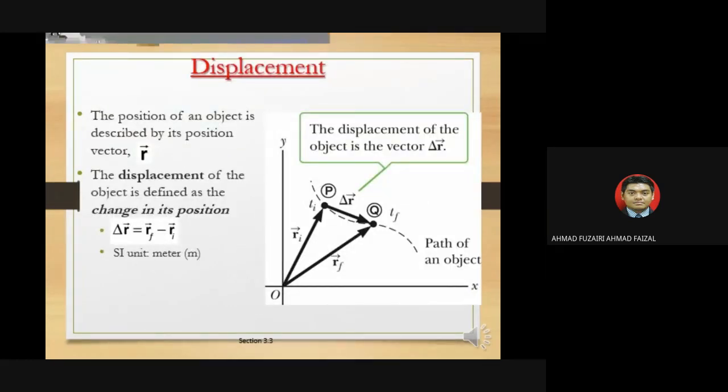Displacement. Look at the figure. The position of an object is described by its position vector r. And the displacement of the object is defined as the change in its position delta r equal rf minus RI. RF is final position and RI is initial position. Unit of the displacement is meter.